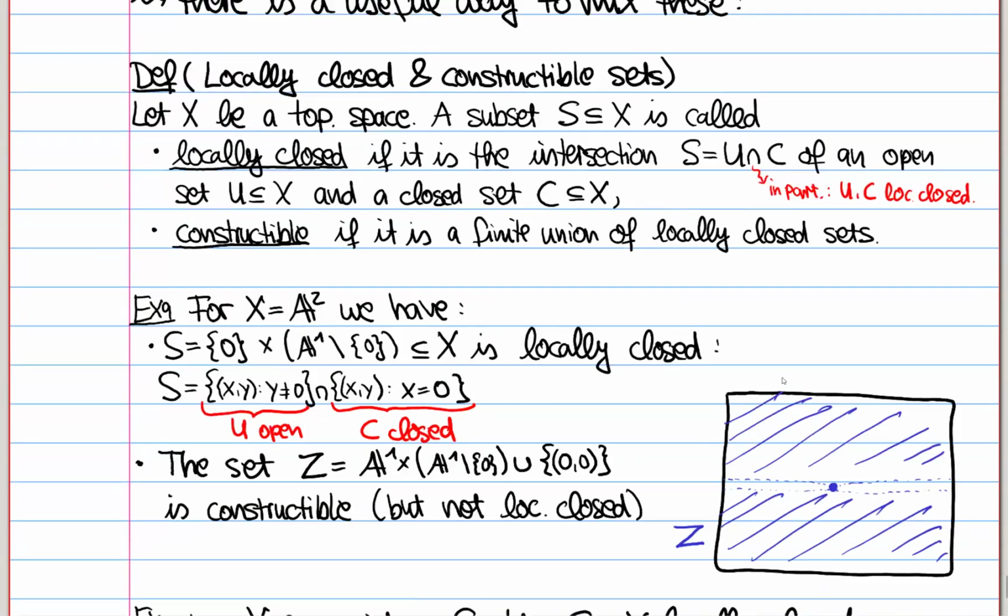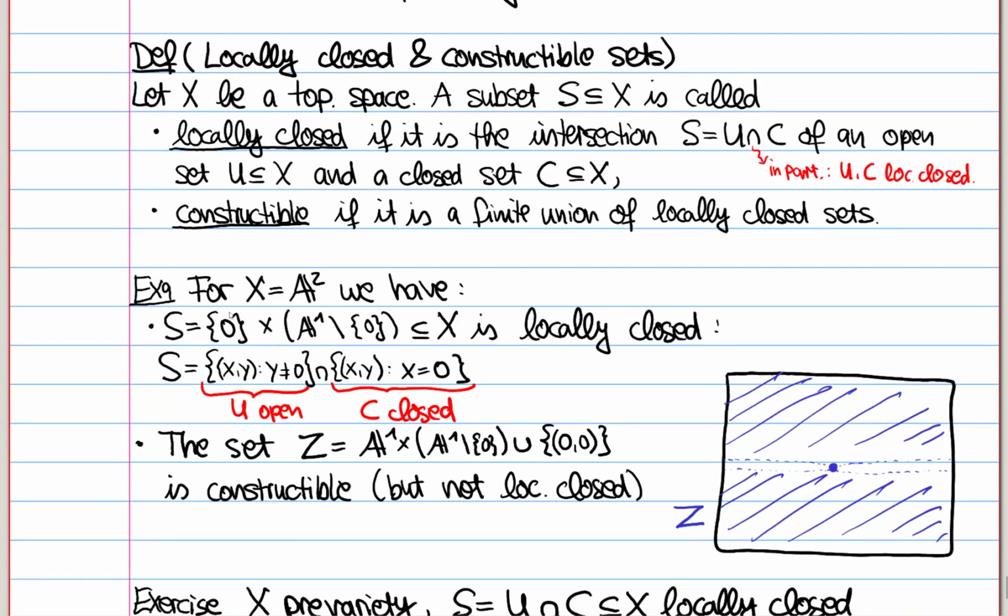And then we can see some examples. Inside X equals A2, for example, we have that the set 0 cross A1 minus 0 is locally closed. So in this picture, everything is where one coordinate is 0, but then you exclude one of the points. It's the complement of this blue set. And indeed, we can write it as the intersection of an open set, namely the open set where the second coordinate is non-zero, and a closed set, namely the set where the first coordinate is 0. So this is a locally closed set.